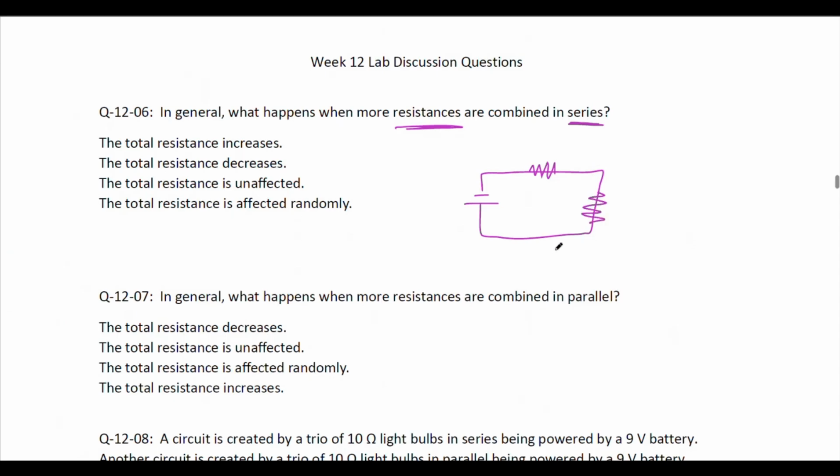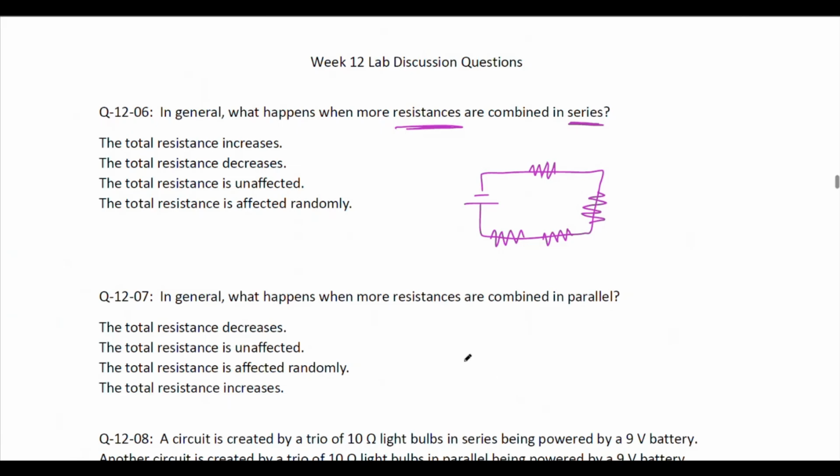But think about it now. If I had several more resistances, then now the electricity has to flow through all of those, one after the other. And think about whether that's going to make it easier or tougher for current to move. Think about what that would do.